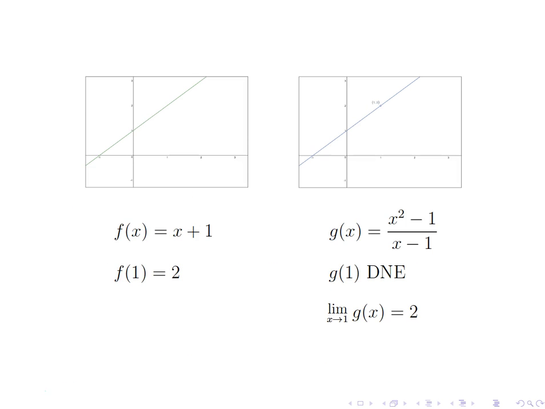So back to our original graphs of f of x and g of x. With f of x on the left, function is equal to x plus 1, and at 1, f of 1 equals 2. With our graph of g of x, which equals x squared minus 1 divided by x minus 1, algebraically, g of 1 does not exist. But with calculus notation, the limit as x approaches 1 of g of x equals 2.